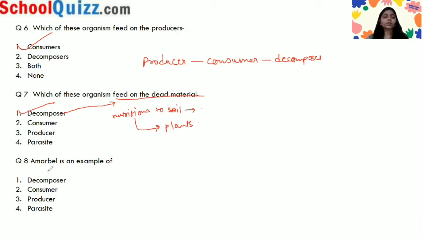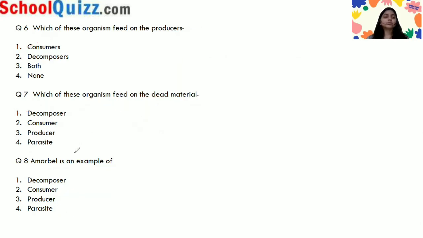Now, Amarbel is an example of decomposer, consumer, producer, or parasite. What will the answer be? Yes, the answer will be parasite. So what is a parasite? A parasite lives on another organism because they are dependent on it. So there will be one organism, and there will be a second, and the one on which they are living will be the host. Sometimes it is also harmful for the host. So these are the parasites. Now move to the next question.